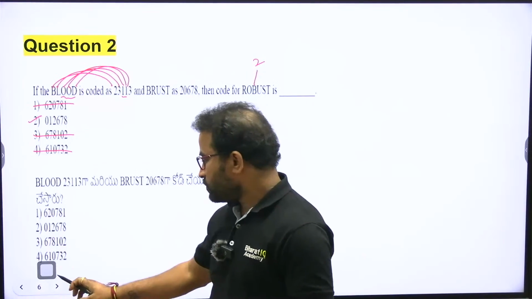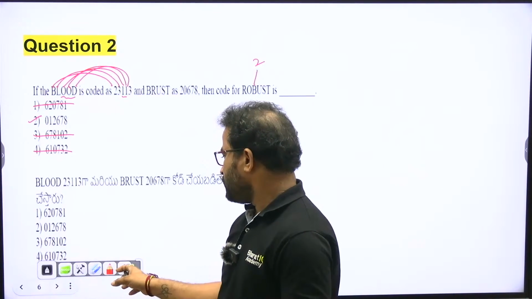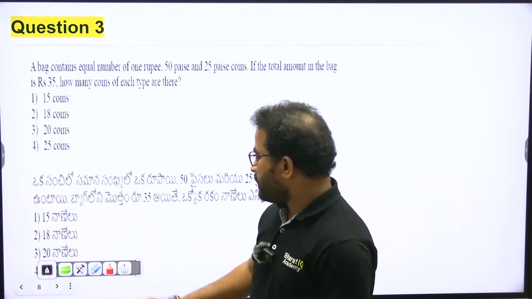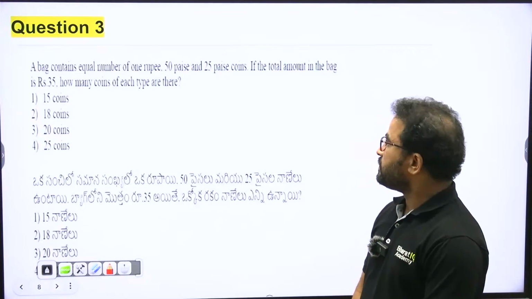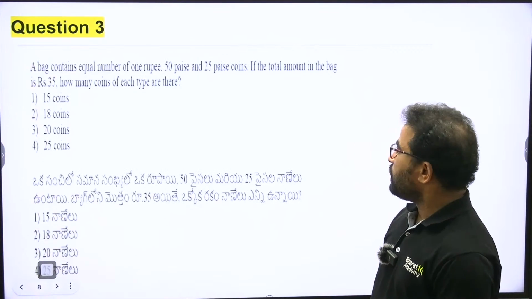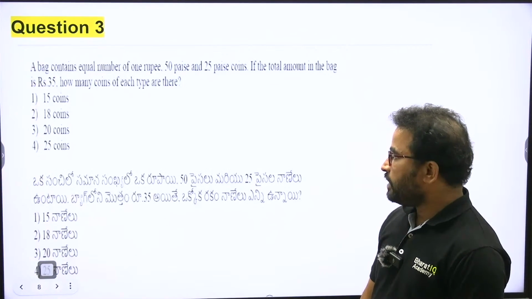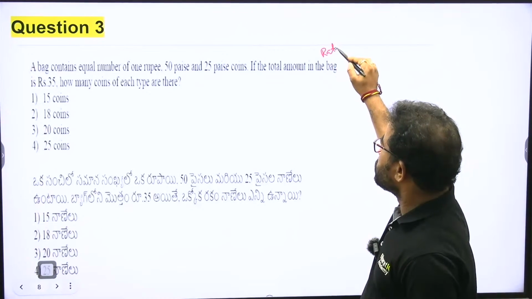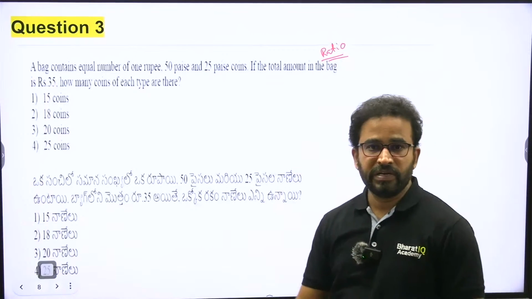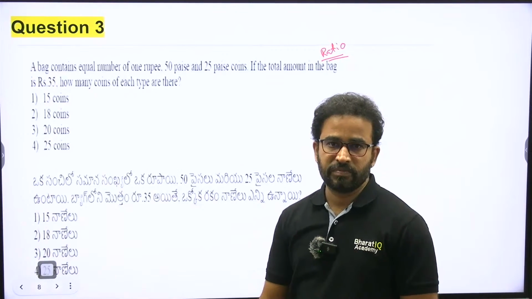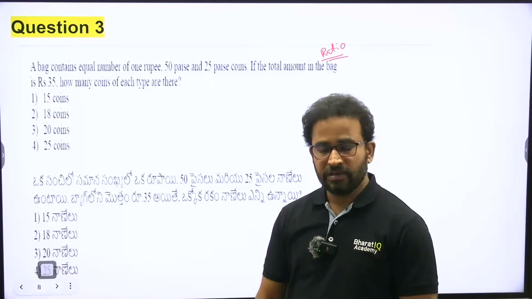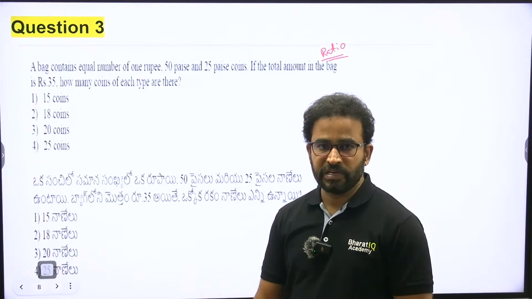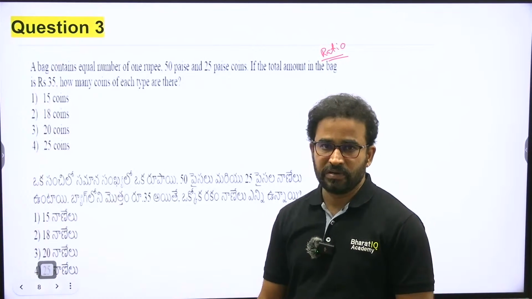Now coming to the third question, look at this one. A bag contains an equal number of 1 rupee, 50 paisa, and 25 paisa coins. If the total amount in the bag is 35, how many coins of each type are there? This belongs to ratio and proportion. From the arithmetic point of view, we get at least one ratio and proportion question in every law examination, and in other competitive exams too. We get a number of questions, very important.